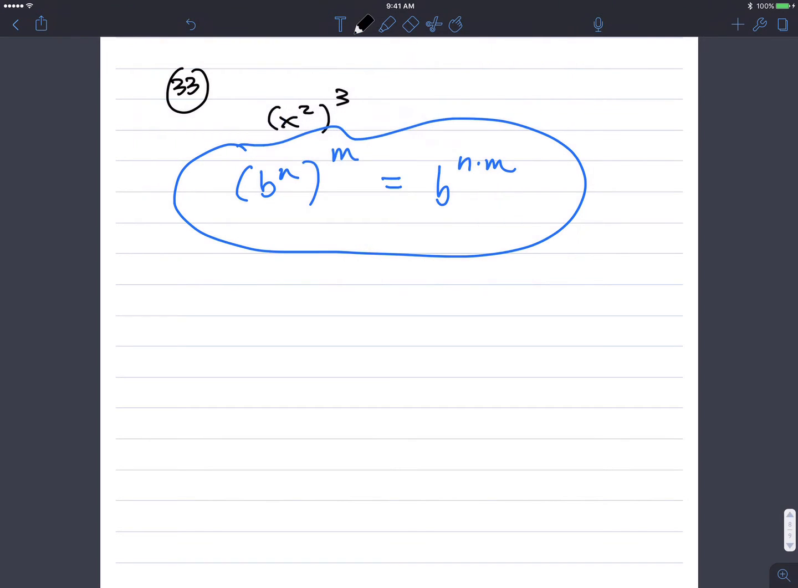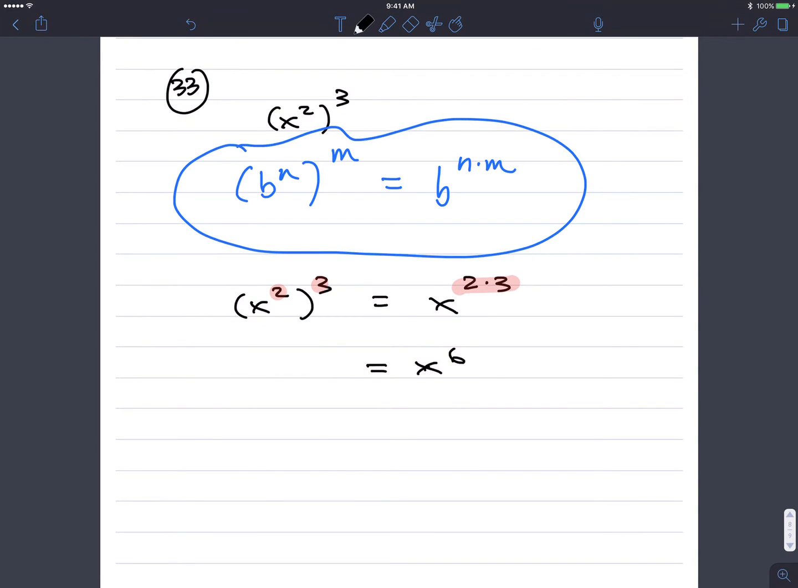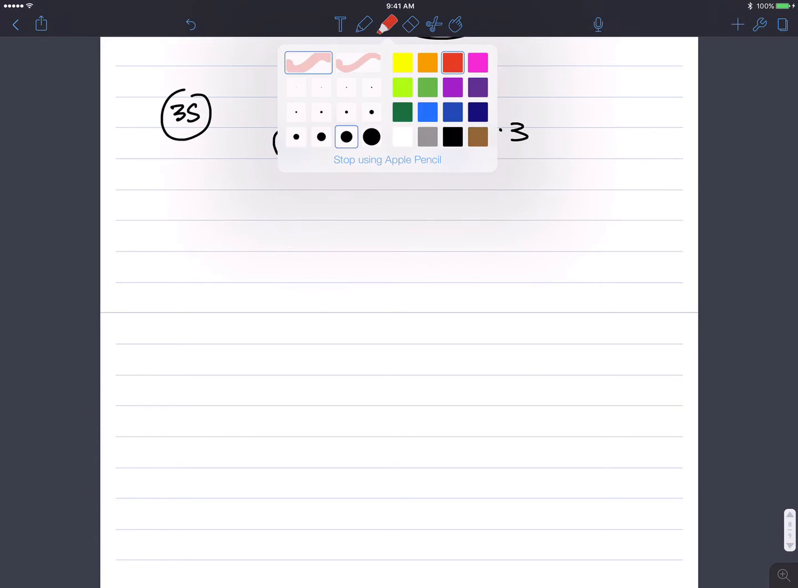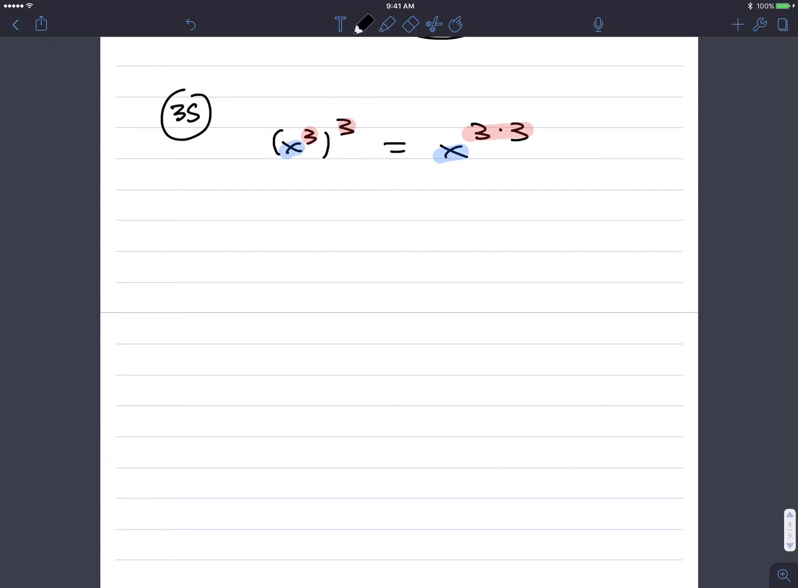So in this case, x squared raised to the 3rd power. We keep the base. But the power 2 and the power 3 now get multiplied together. This is now 2 times 3. Multiply your powers. You end up with x to the 6th power. We're going to use that property when we have a base raised to a power raised to another power. So 35, we have x to the 3rd power raised to the 3rd power. Keep the base, multiply the powers. Base x stays the same. 3 times 3 gives you x to the 9th power. And you're done.